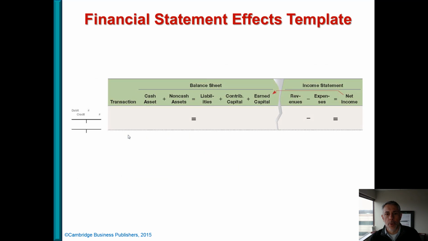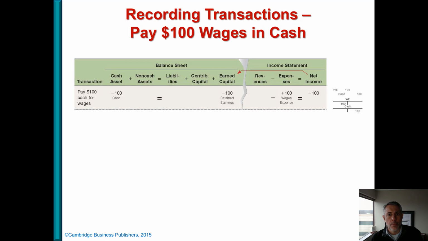Okay, learning objective number 3. This is the financial statement effects template, whereby we'll take a specific transaction and drill into exactly where that transaction hits each individual financial statement and the effect of that. So let's record $100 in wages. So we get to the end of the accounting cycle, we get to the end of the payroll cycle, and we owe our employees $100.